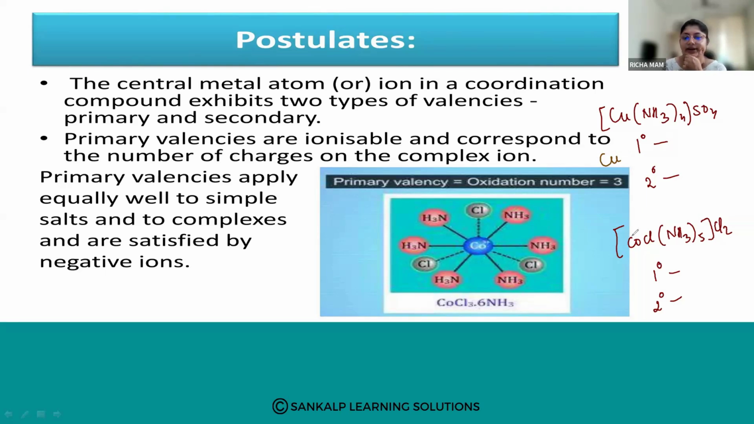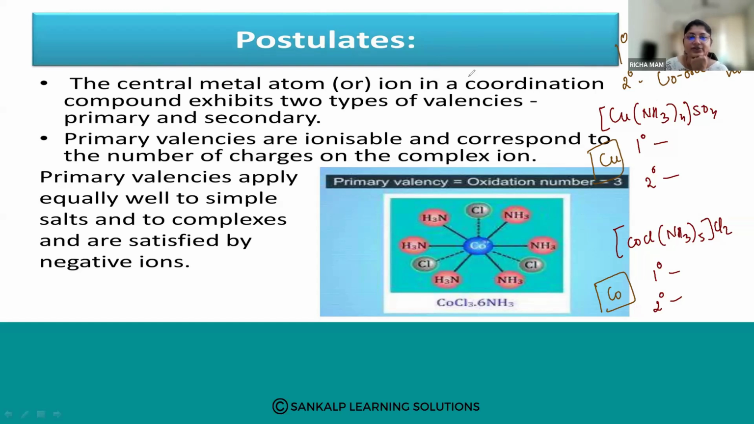Copper is the metal here, and here cobalt is the central metal atom. Primary valency tells you about the oxidation state. So tell me the oxidation state of copper and cobalt. And what is the secondary valency? It tells you about the coordination number. Tell me. Yes, what is the oxidation state?